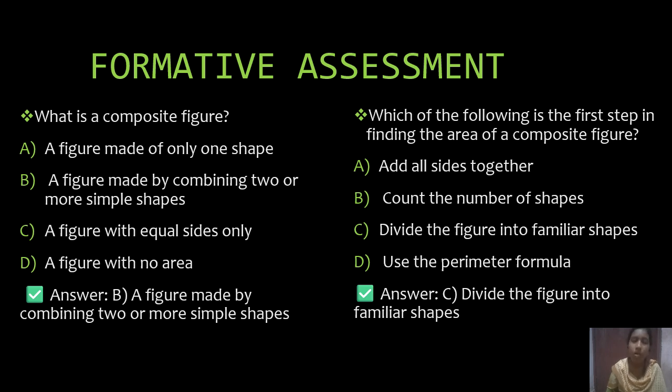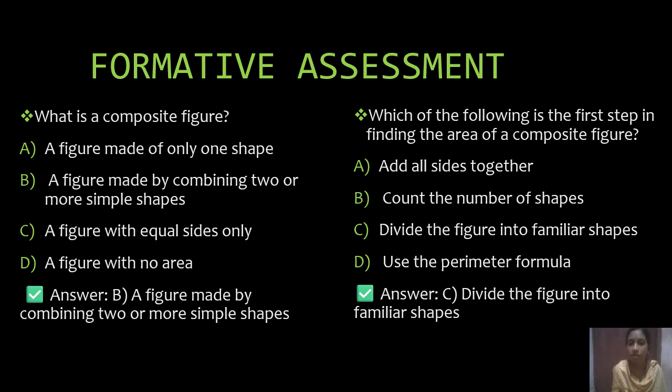Let me check how well you have understood the concept of finding the area of a composite figure. So, the first question is, what is a composite figure? A figure made of only one shape, a figure made by combining two or more simple shapes, a figure with equal sides only, a figure with no area. Yes, the answer is B. A figure made by combining two or more simple shapes.